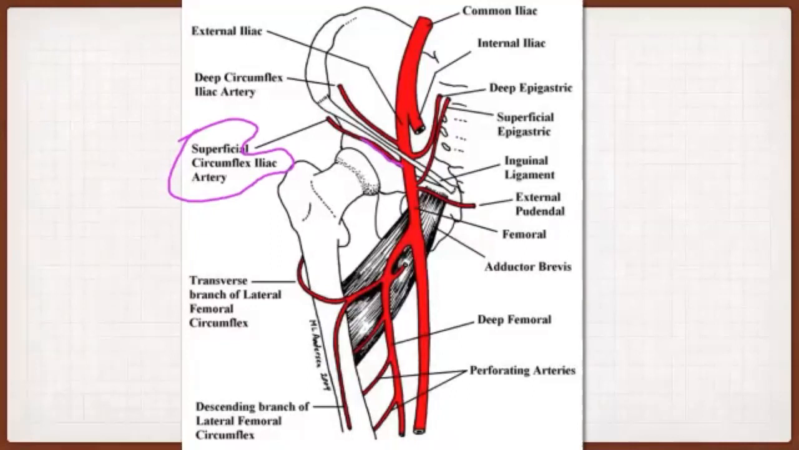Laterally to the anterior superior iliac spine. Okay, this one is the deep circumflex iliac artery. Okay, that is not from the femoral artery, right?